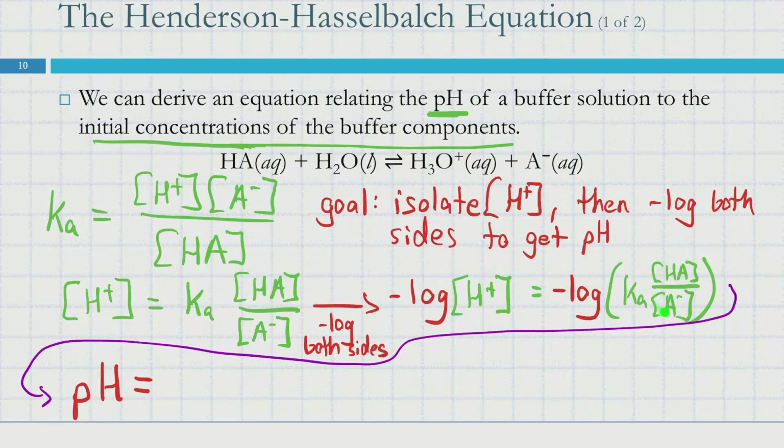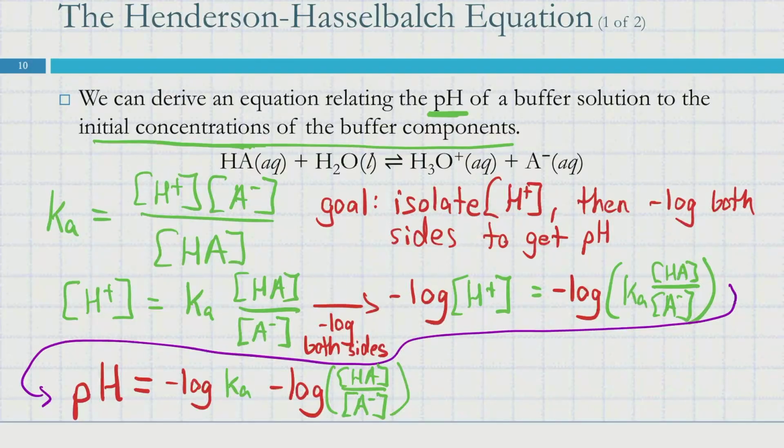We can untangle this. So the negative log of Ka we can separate from the HA over A minus thanks to some of our log properties. So we'll get negative log of Ka minus the log of concentration HA over concentration A minus. Is there anything else we can do to make this a little cleaner, make it a little nicer?